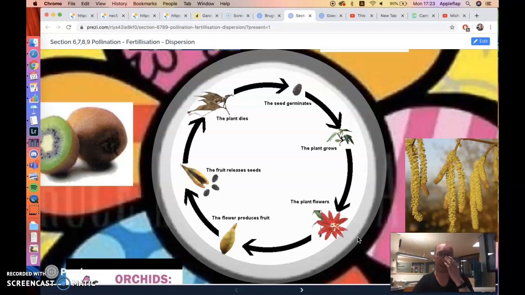Let's go back to the start. So we have a seed which germinates, and if it germinates it grows into a plant. And the plant eventually will form flowers, and the flowers, if they are pollinated, will form fruit. The fruit is then released and dispersed, and afterwards some of the plant dies, and the seed which was in the fruit is now going to be released and will grow into a new plant. So this is plant reproduction. Let's find out how they do that.